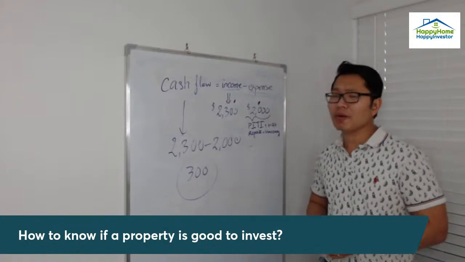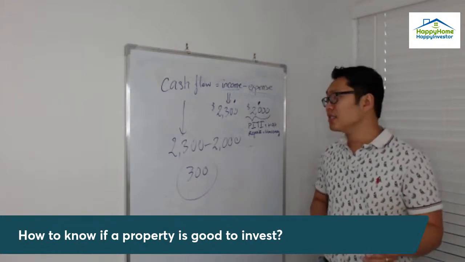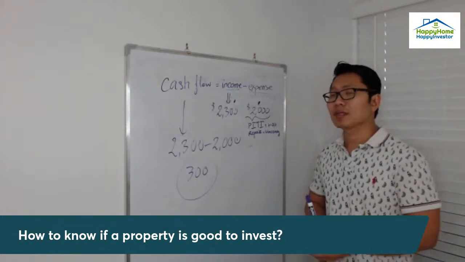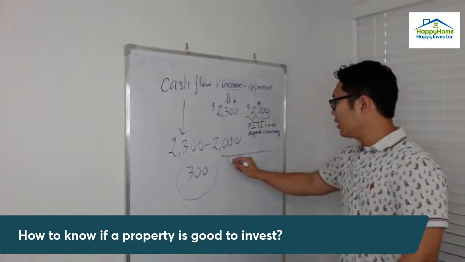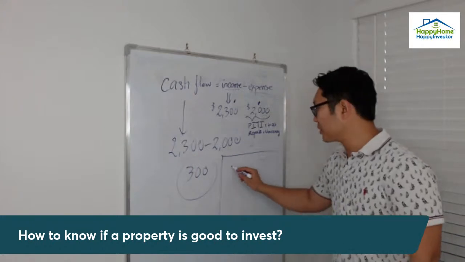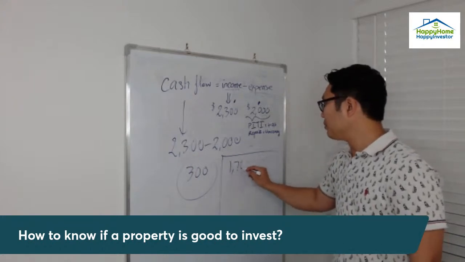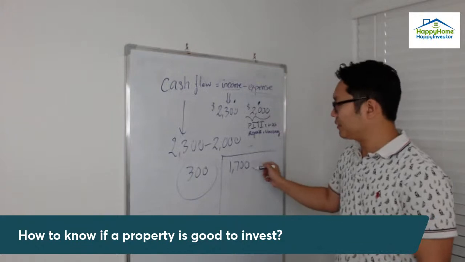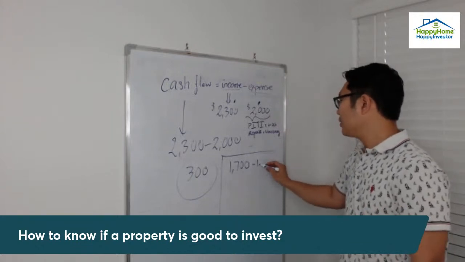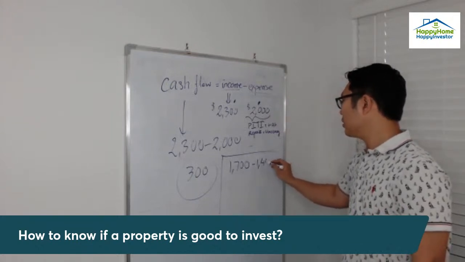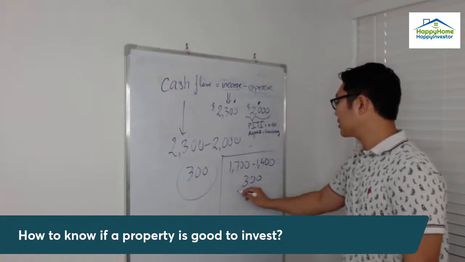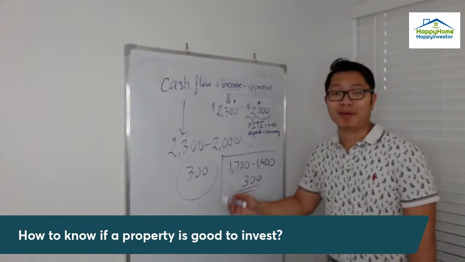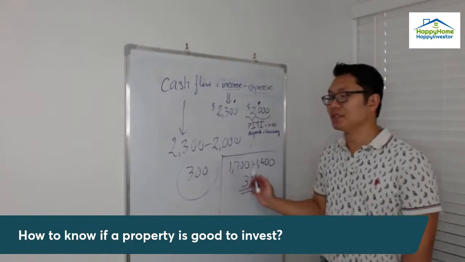But how do you know if it is a good investment, right? Because, for example, in another example, let's say you are able to rent out another house for 1,700 and the monthly expense is also 1,400. So the cash flow is the same. Which one is better? Which one is better?